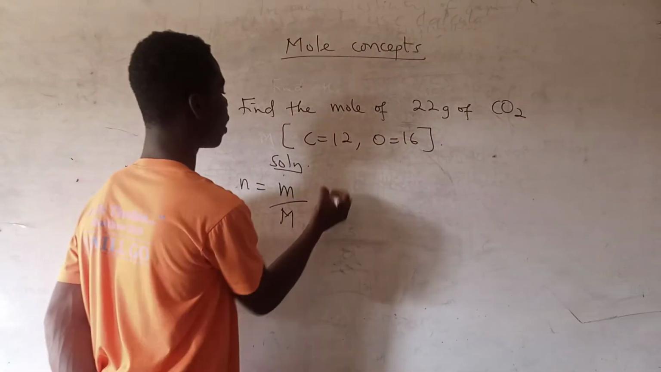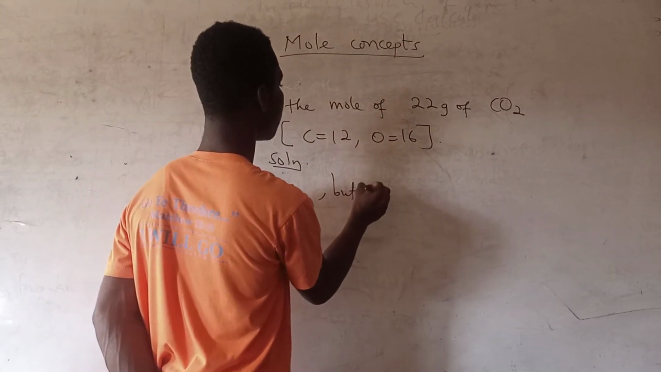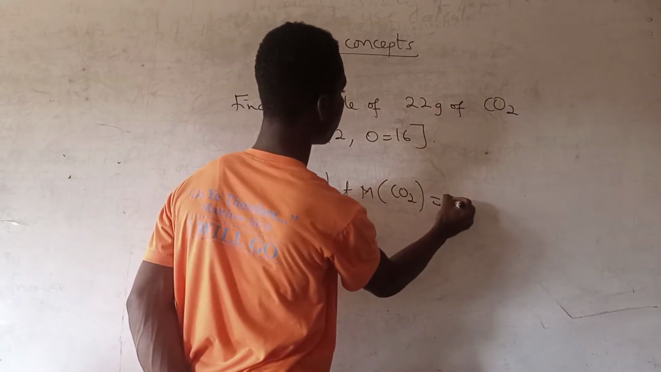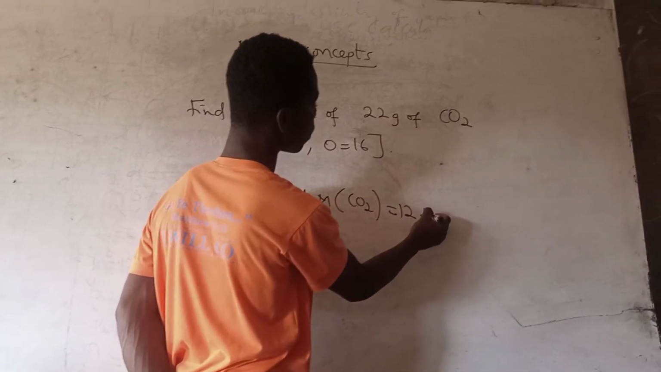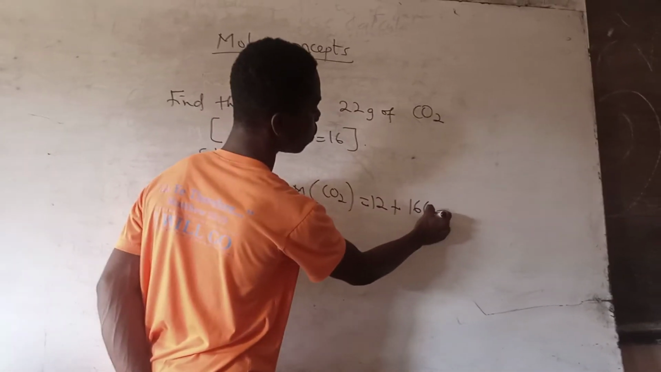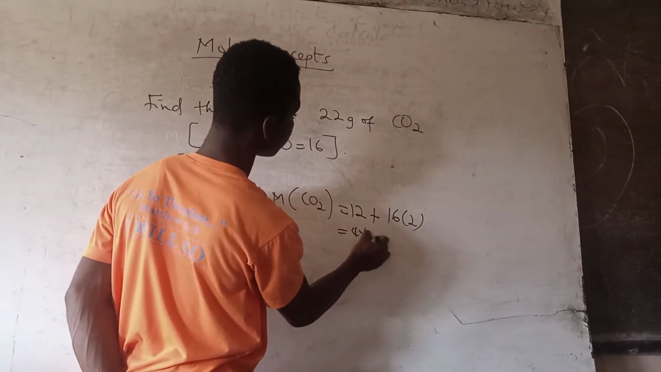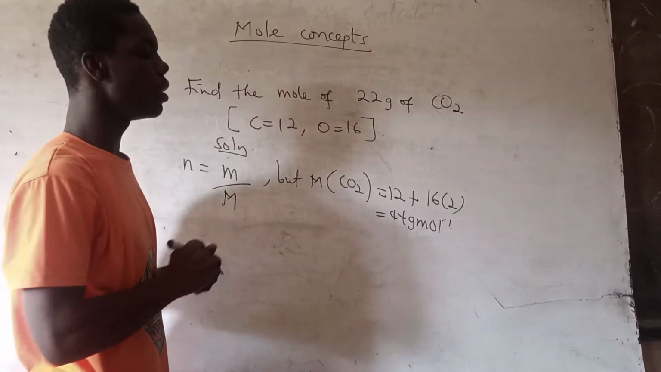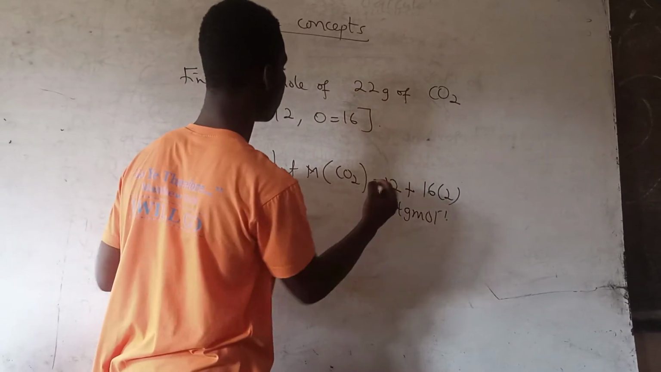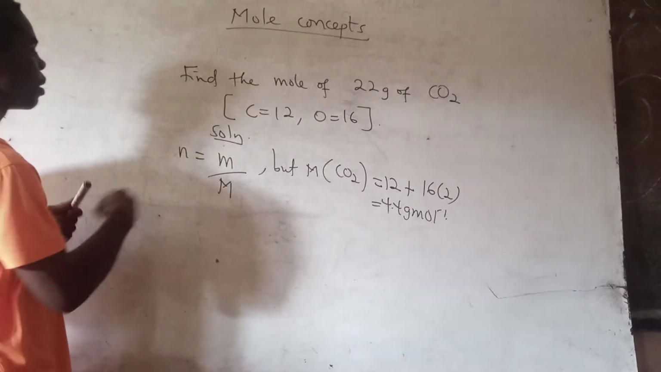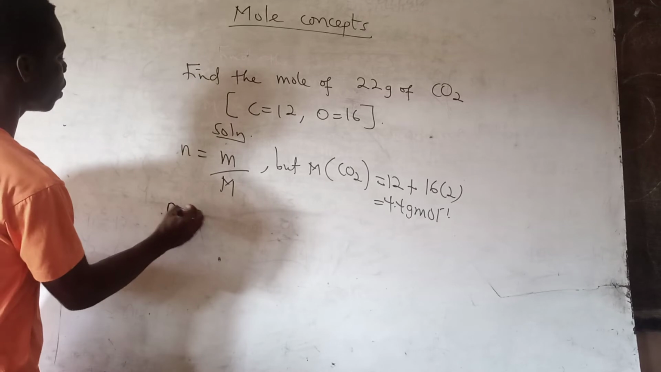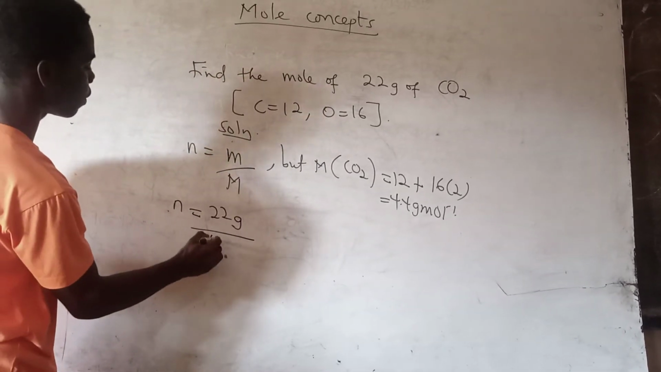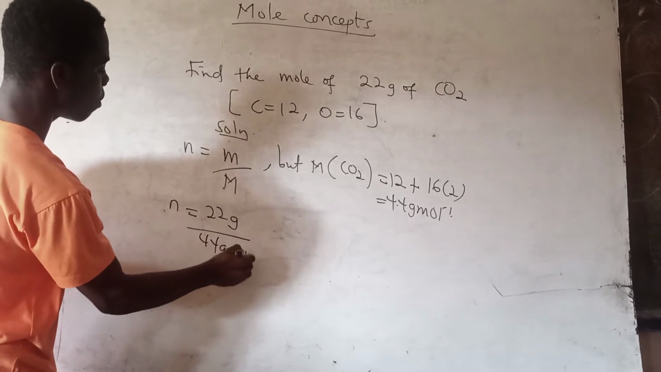So you have to find the molar mass. The molar mass of the compound CO2 is equal to carbon, 12, plus oxygen, what? 16 multiplied by 2. So making everything 44 gram per mole. You know that molar mass has a unit of gram per mole. So we want the number of mole. So number of mole, the mass given in the question, 22 grams, over the molar mass, 44 gram per mole.